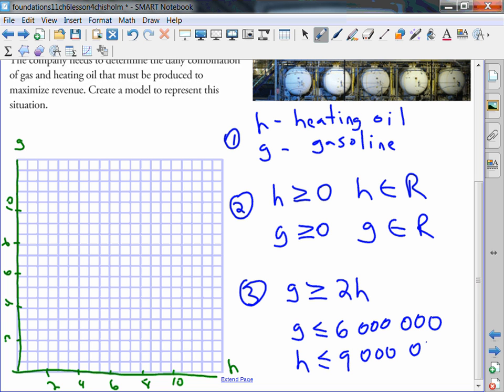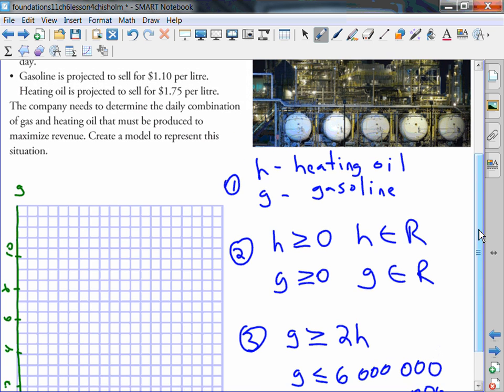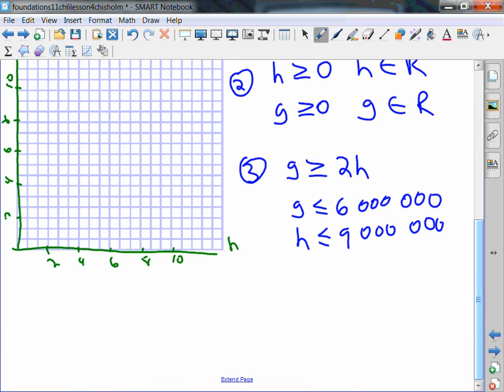So we've got step 1, step 2, step 3. Step number 4 is, of course, we have to come up with our objective function. So when it says they want to maximize revenue. In the last question, we talked about the minimum and maximum number of vehicles, so the objective function started with V for vehicles. This one we're trying to maximize revenue. So what we can start with is R for revenue. Revenue is a fancy word for how much money they make.